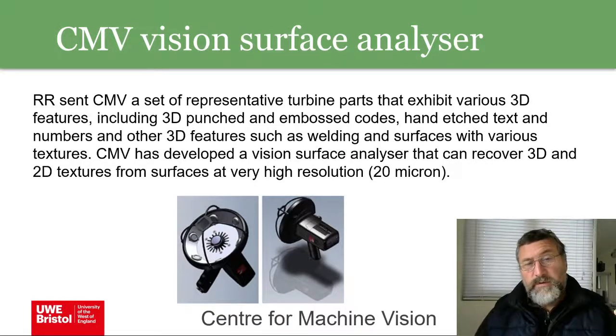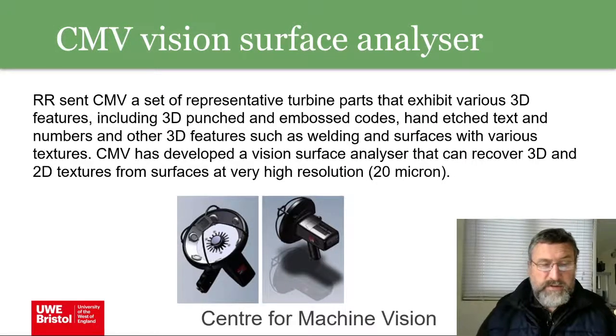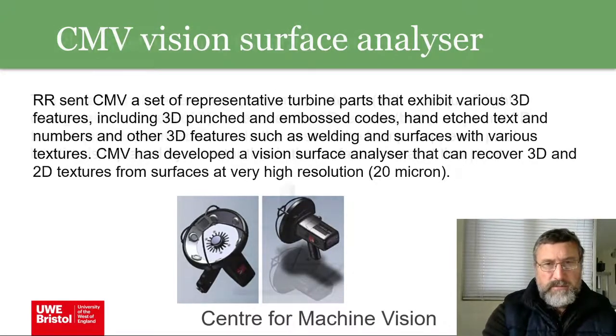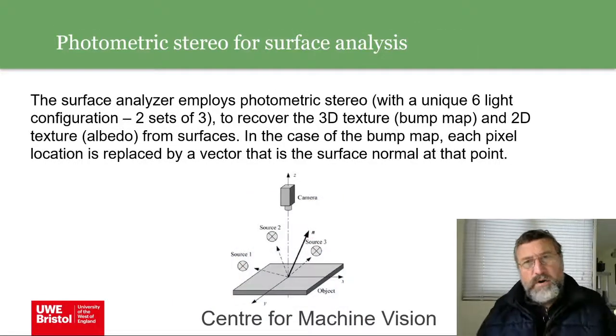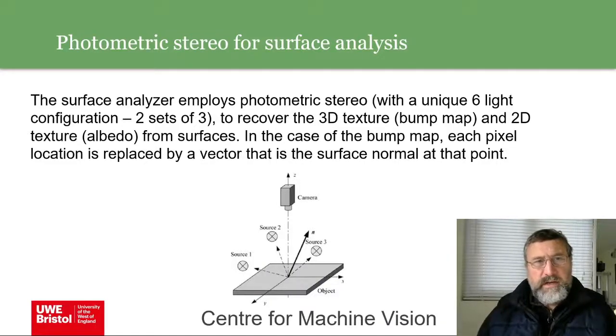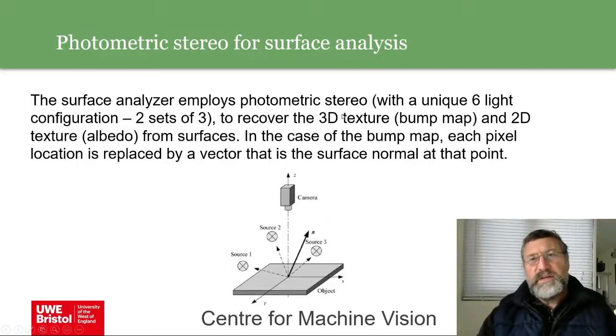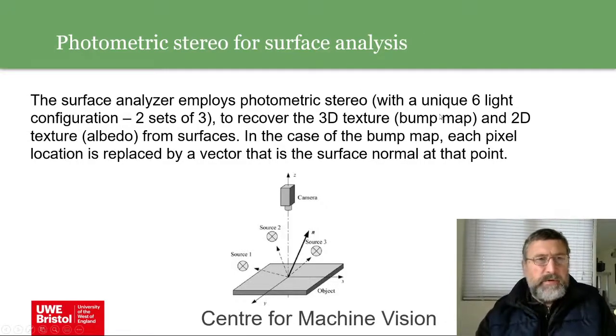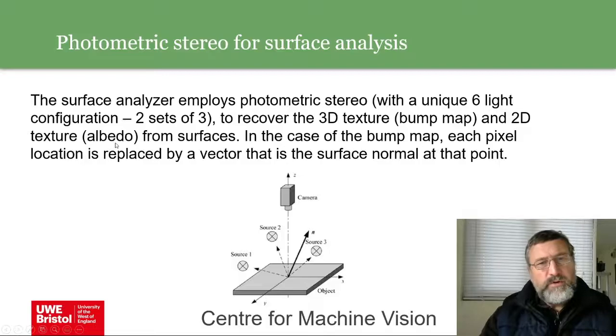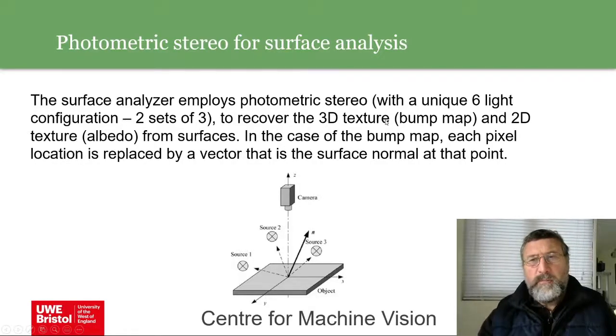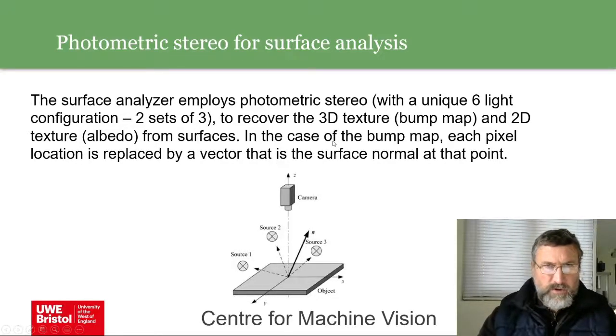We use it with 1,000 patients at the hospital, and I'll go into that more in a future lecture, but we've also tried to use it on these aerospace parts. The way it's working is that we've got 6 lights, 2 sets of 3, to recover the 3D texture, which we call the bump map, and the 2D texture, which we call the albedo, it's like the pigment, from surfaces. In the case of the bump map, each pixel location is replaced by a vector. There's a surface normal at that point.